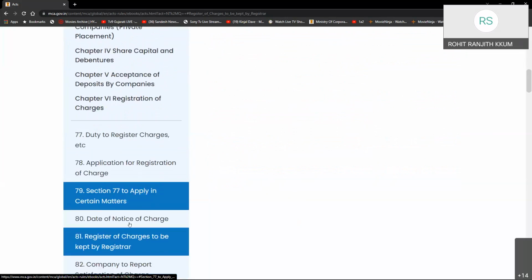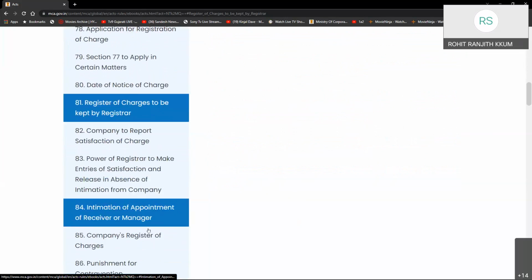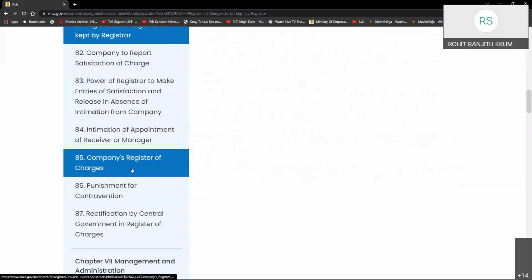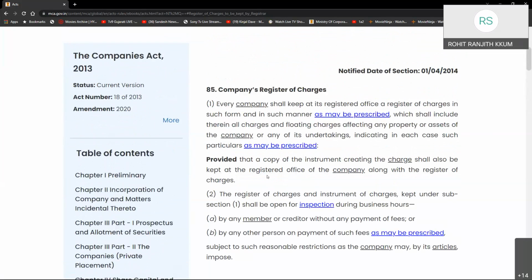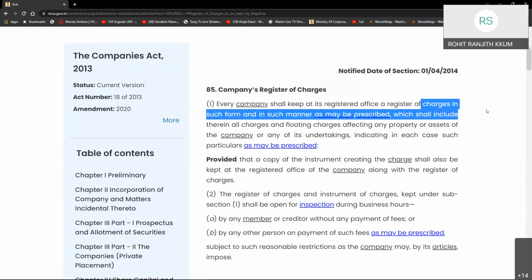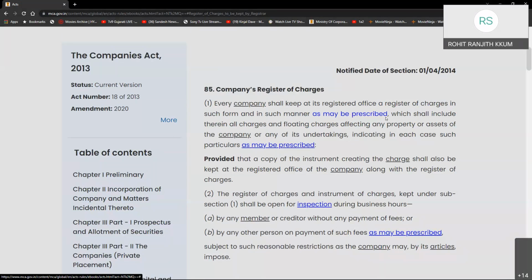Before I go to Sections 82, 83 and even 84, I want all of you to focus on Section 85, because that is the company's register of charges. Again, it is talking about what form and particulars you need to keep. Every company at its registered office shall maintain the register of charges as may be prescribed. And what is prescribed over here?